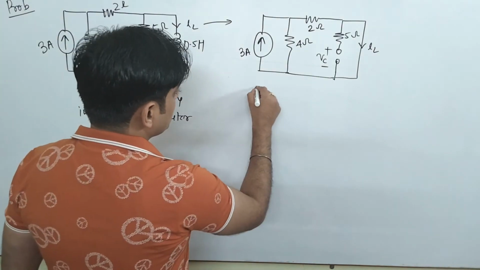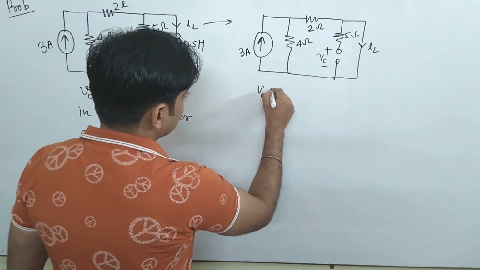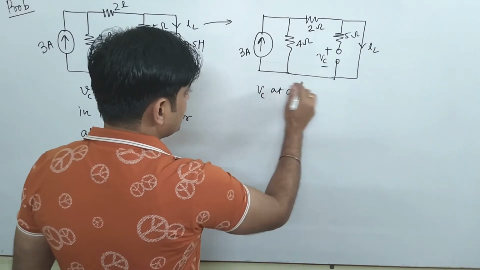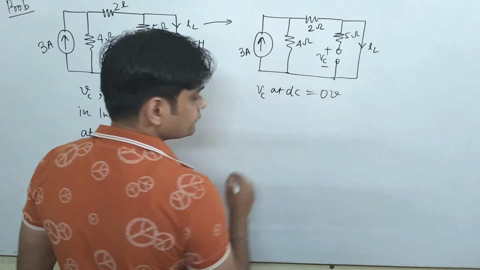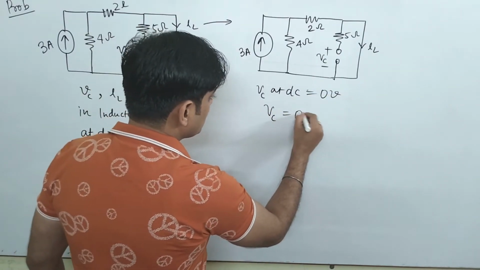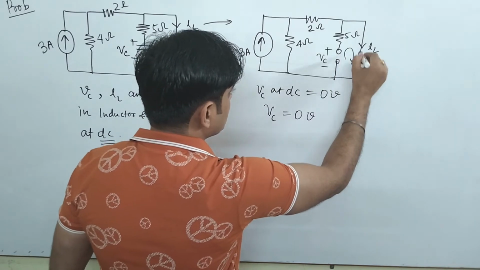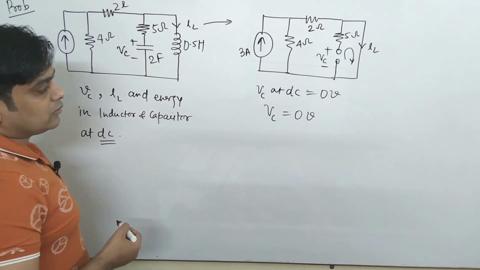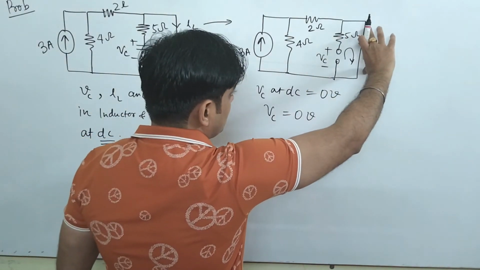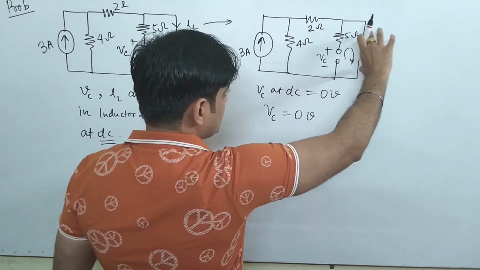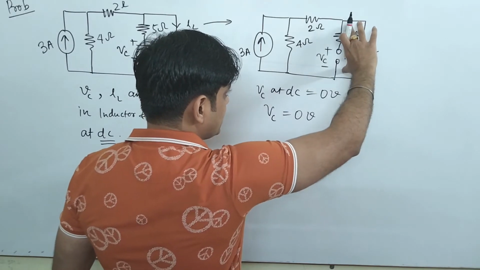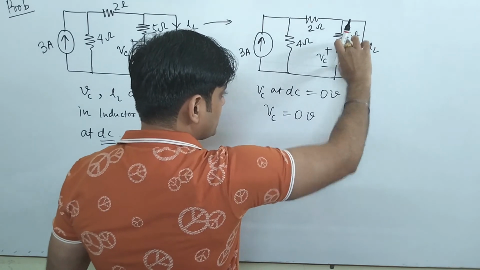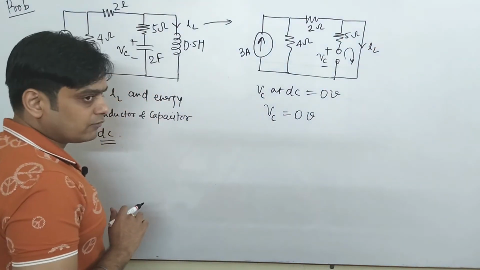So from here you can say that the value of VC at DC is what? It is 0 volt. Why? Because if you apply this, there is no resistor. So this is a short circuit. It means here the voltage is 0 in this branch. This is a short circuit branch. So you can say that the value of VC is 0 volt.